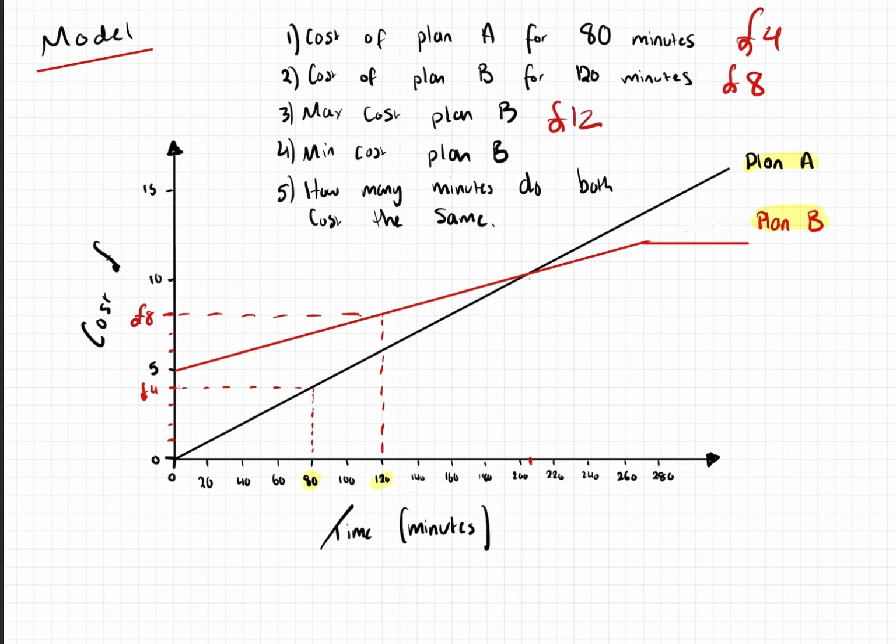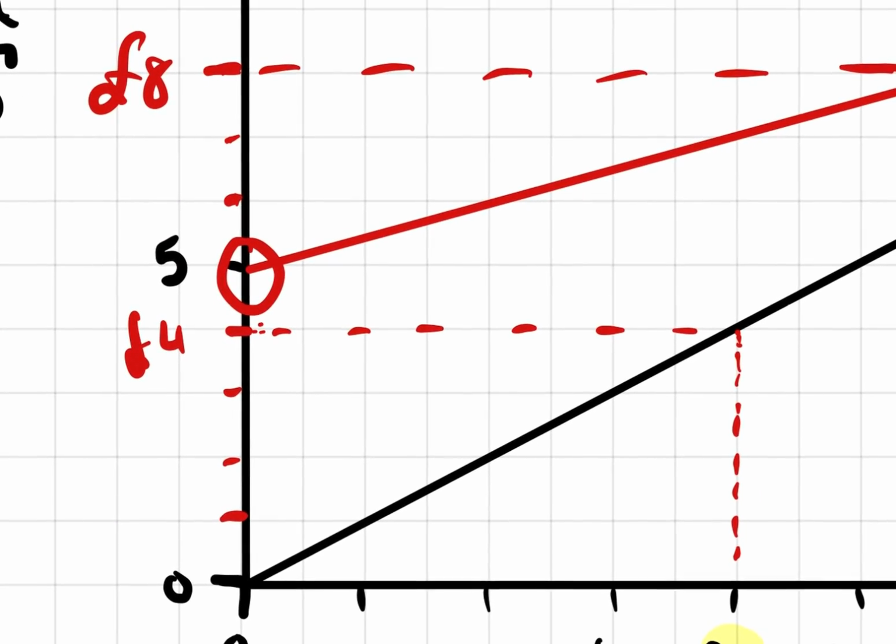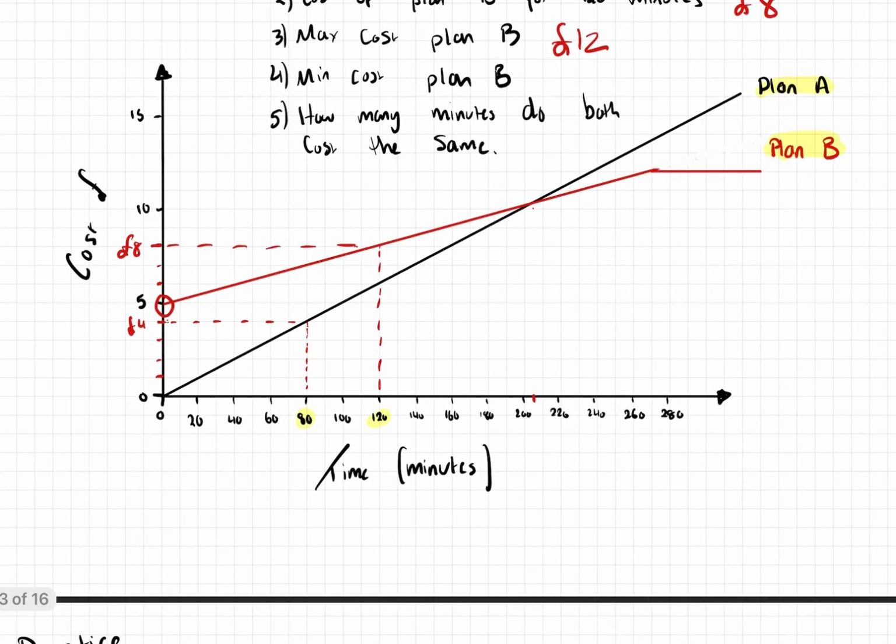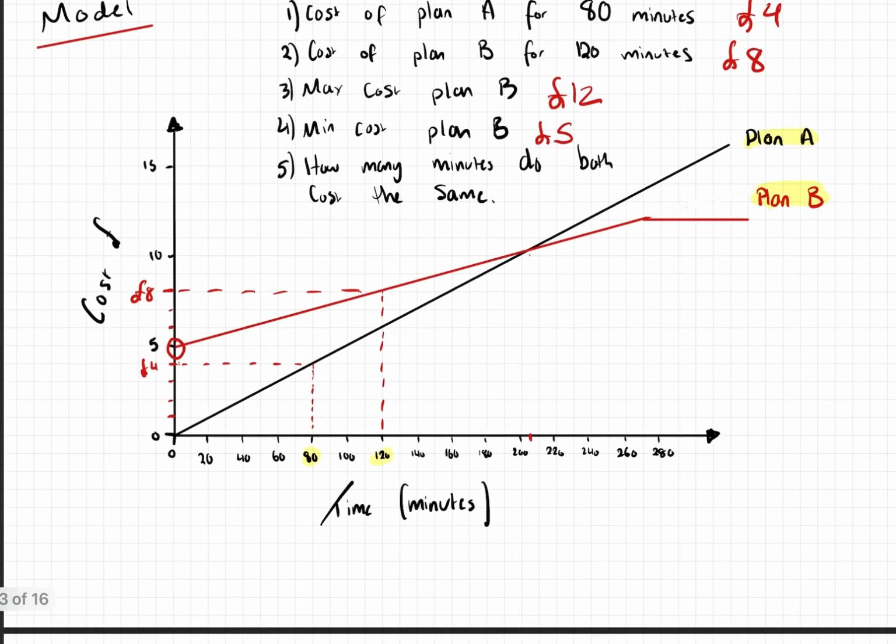Well, plan A goes on forever and ever. It's unlimited, actually, because it's never going to stop unless the plan says. But we'll say unlimited for plan A. Okay, minimum cost of plan B. Well, here we are. There seems to be a contract cost there. So we can see it starts at £5. Plan B starts at £5, whereas plan A is £0 at 0 minutes.